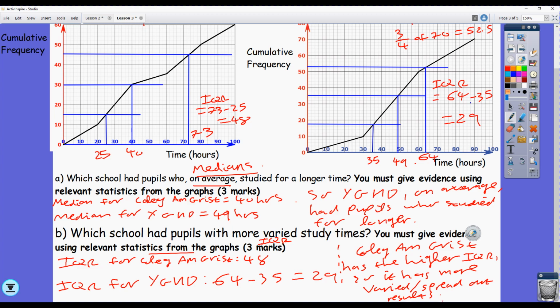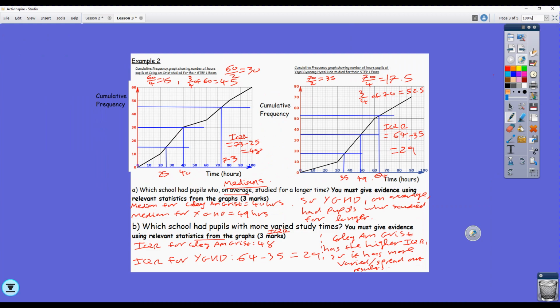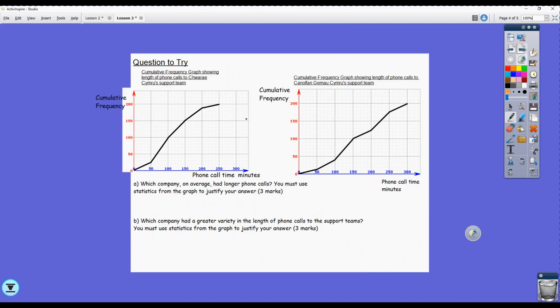Okay, so basically for the 3 marks in both cases, you've got to work out the upper quartile, lower quartile. Or for the first one, you have to work out both the medians and then say which one has the higher median. Higher median means higher average. For B, you've got to work out the IQRs, and then the higher IQR means more spread out data. So that is all there is to it. And if you can do that, you'll be fine with basically any question on it.